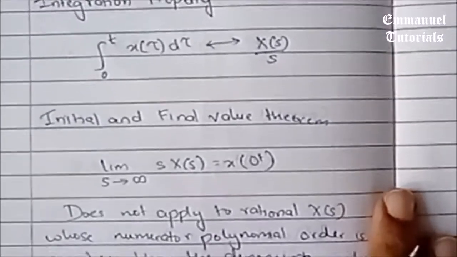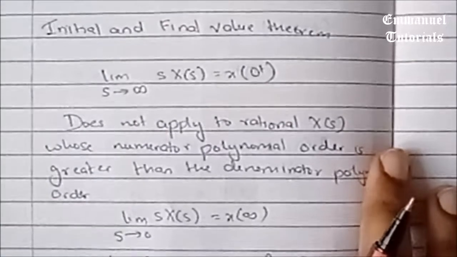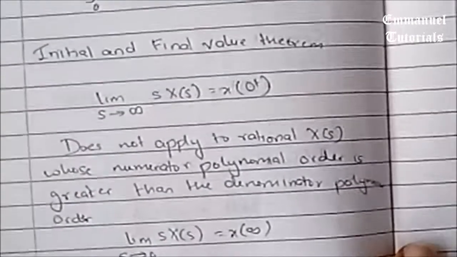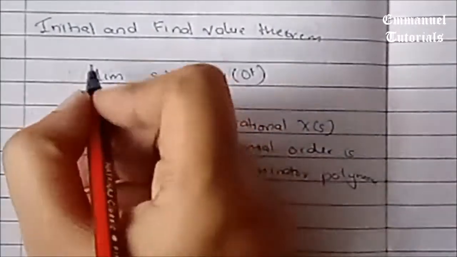And there is one more property or theorem which you have to remember in Laplace transform, that is initial and final value theorem. This also will be widely used. So what does it state is that this is the initial value theorem.